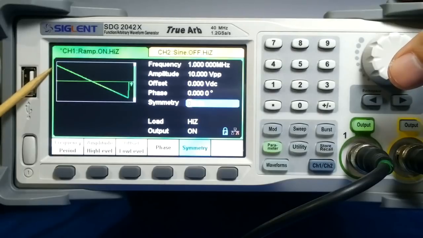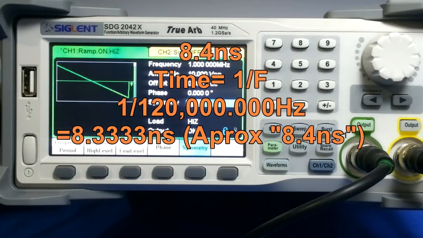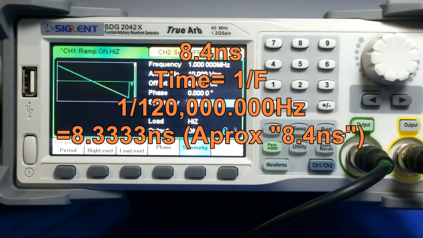The rising time. Do you remember, guys? The smallest period of time we found in the specifications is 8.4 nanoseconds. If I take 120 megahertz, that's the frequency, I divide 1 by 120 megahertz and it gives me the period. It's 8.3333 nanoseconds. That's the time I'm expecting the signal to go from down to up, right here. That period of time is the one that decides the maximum frequency for the square wave and the triangle wave.